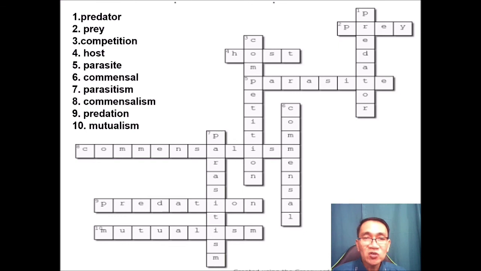So let us answer activity number 3. Number 1, predator. 2, prey. Number 3, competition. Number 4, host. 5, parasite. 6, commensal. 7, parasitism. 8, commensalism. 9, predation. And number 10, mutualism. Great! Congratulations! Job well done!